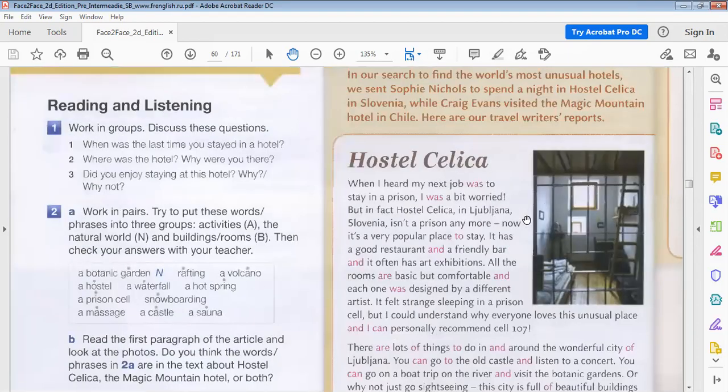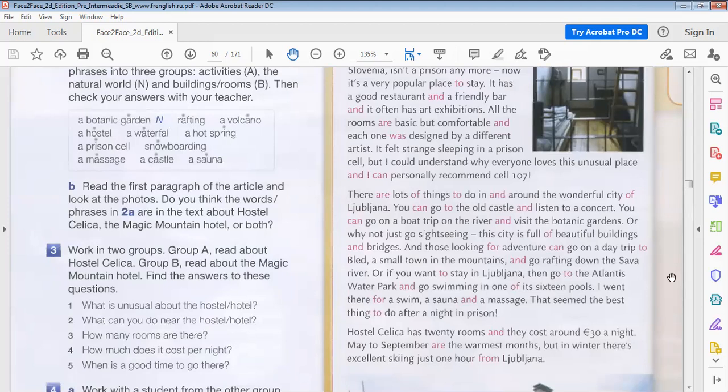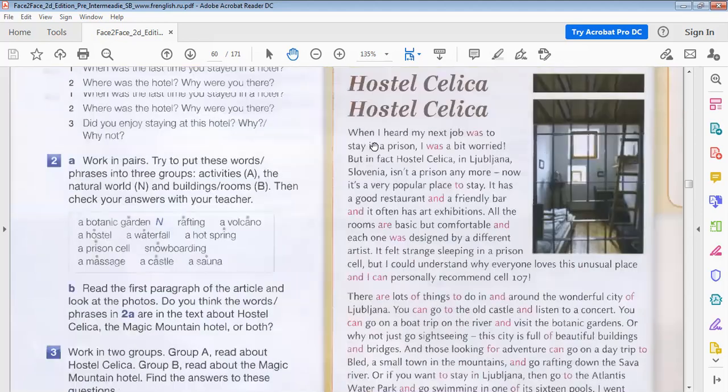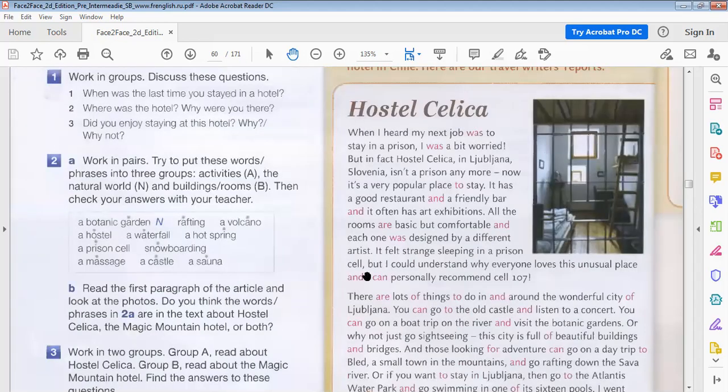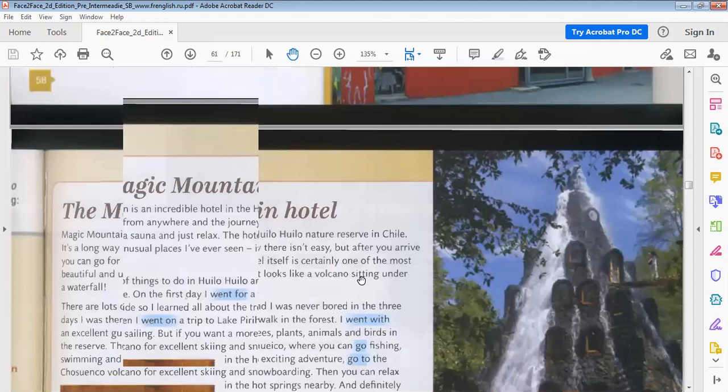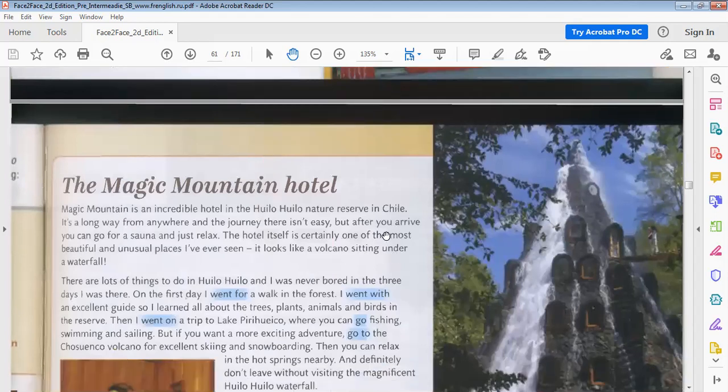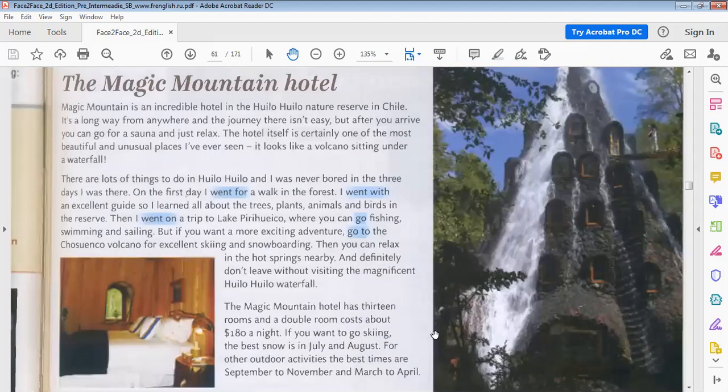You would like to try it? What about if you had to choose, for example, between the activities you can do near Hostel Selitsa and the activities you can do near Magic Mountain, which one would you choose? Which activities would you choose?